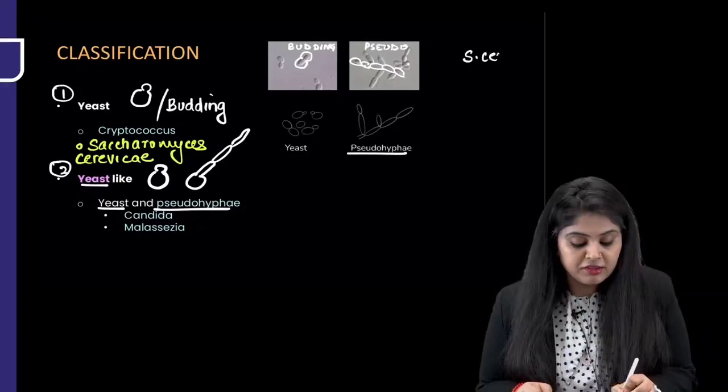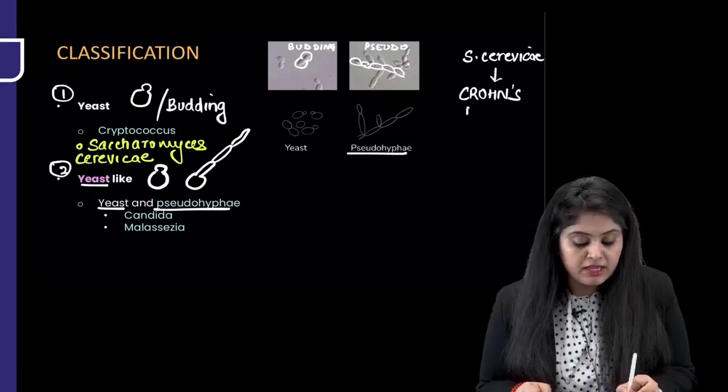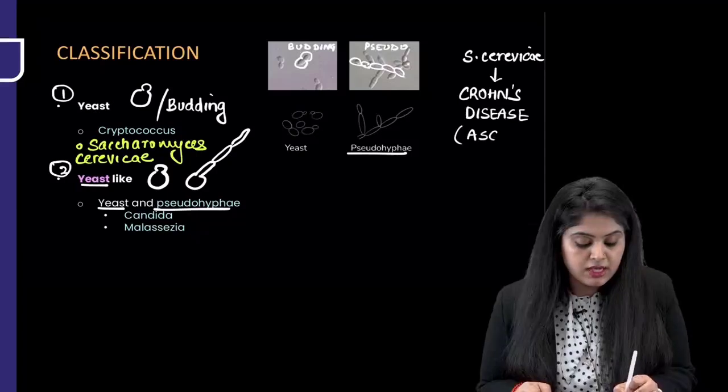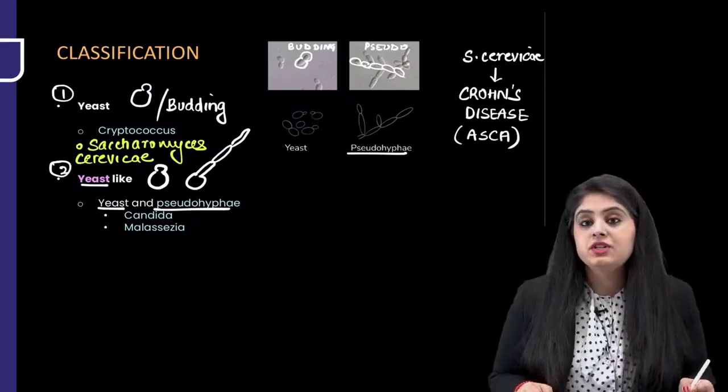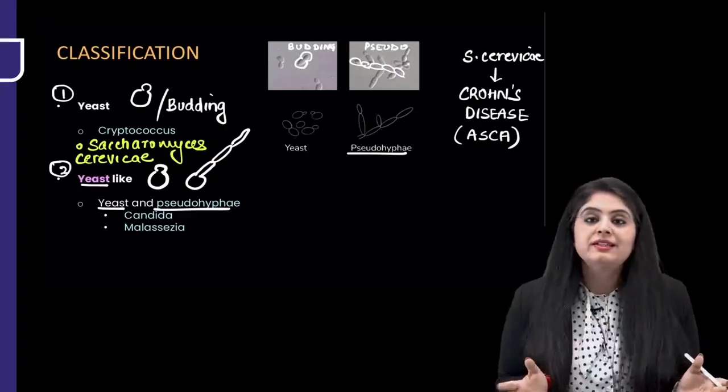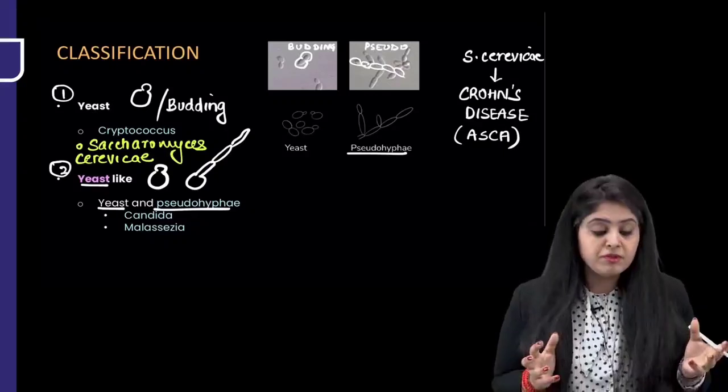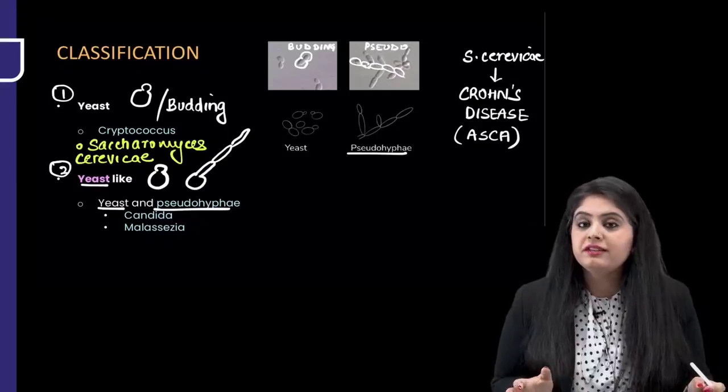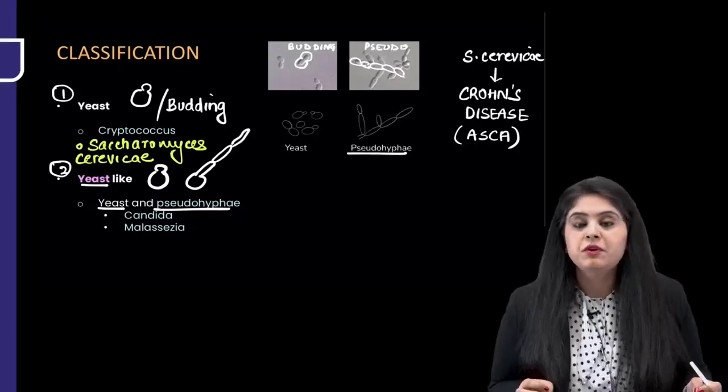Saccharomyces cerevisiae is a very important organism that you have studied in Crohn's disease. And over there in Crohn's disease, you have also studied that there is an antibody called anti-Saccharomyces cerevisiae antibody. So now you exactly know where that Saccharomyces has come from. It's come from the fungus. And which family of fungal organisms? From the yeast, the budding form.